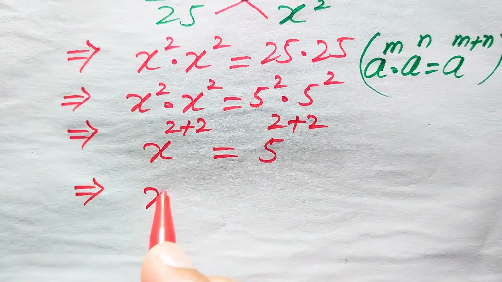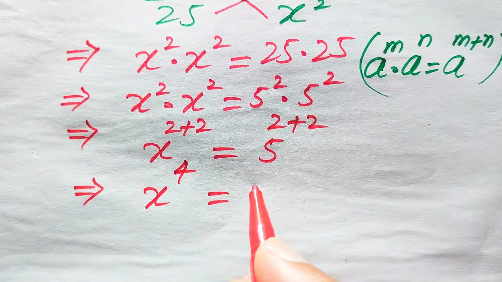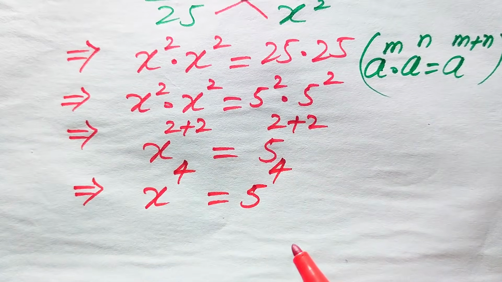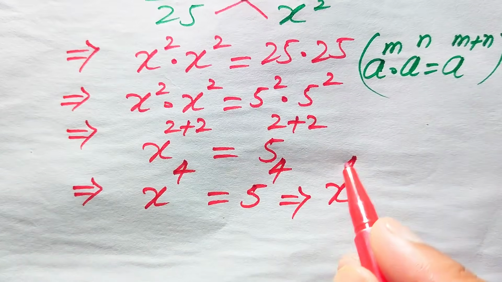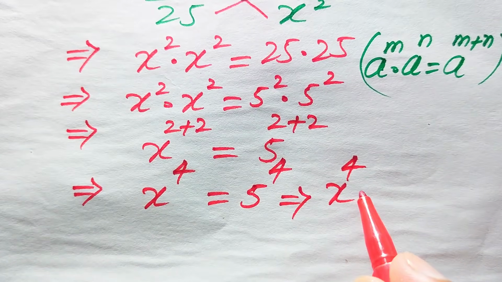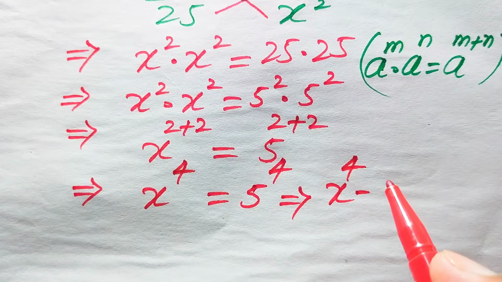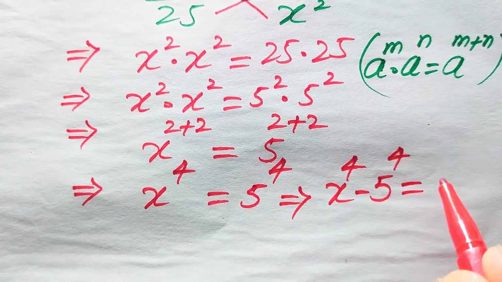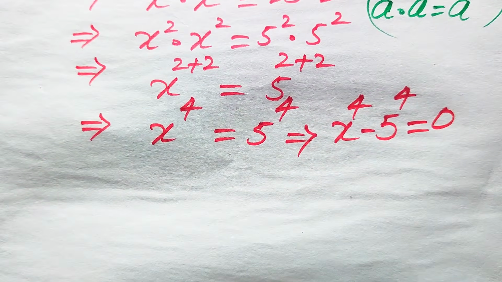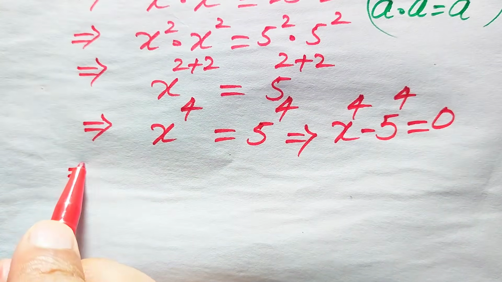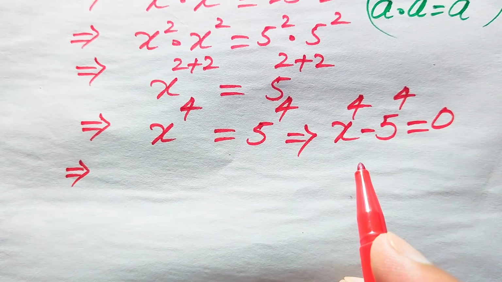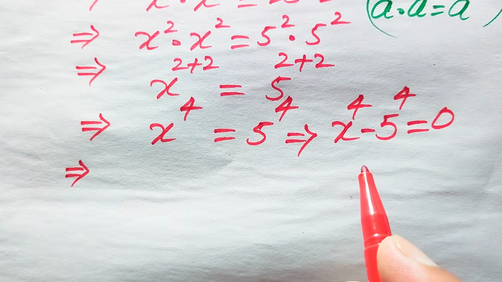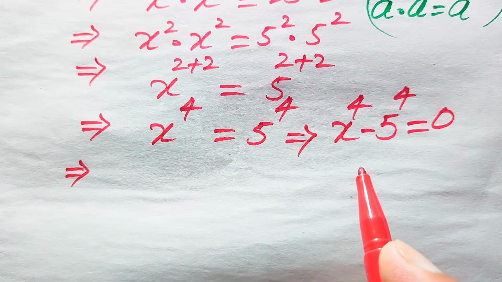And now in the next step we have x to the power of 2 plus 2 becomes 4, and 5 to the power of 2 plus 2 also becomes 4. In the next step we move the term 5 to the power of 4 from the right hand side to the left hand side, and we get x to the power of 4 minus 5 to the power of 4, and this whole equation is equal to 0. So you see that after this little bit of simplification, we convert our given question statement into a fourth order equation. This means that this equation has 4 or fewer roots.